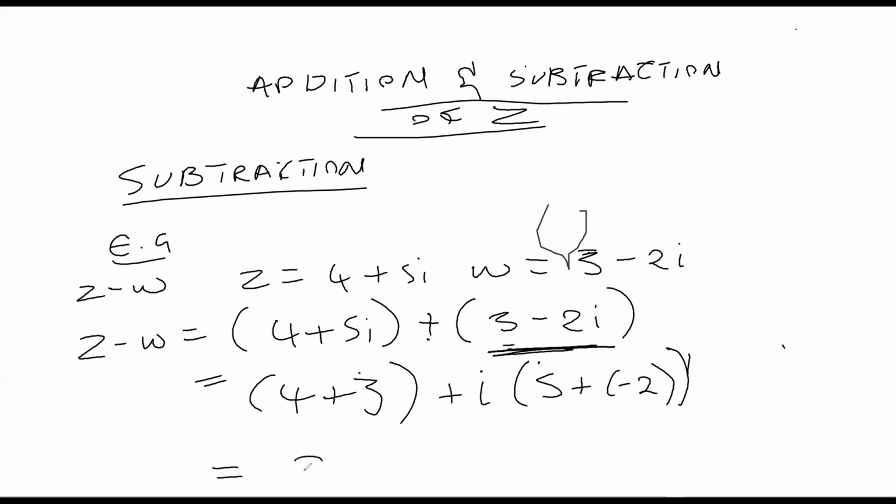So we have 7 there. And then when we do that, we're going to have 5 minus 2, obviously, which is just 3. So our final answer is going to be 3i.